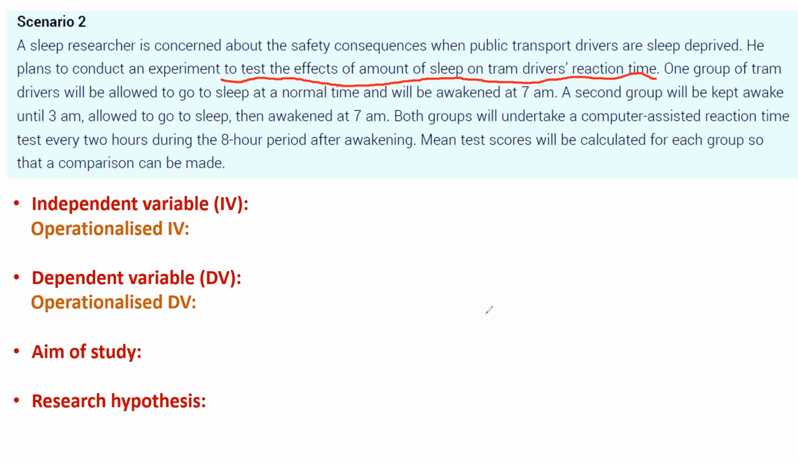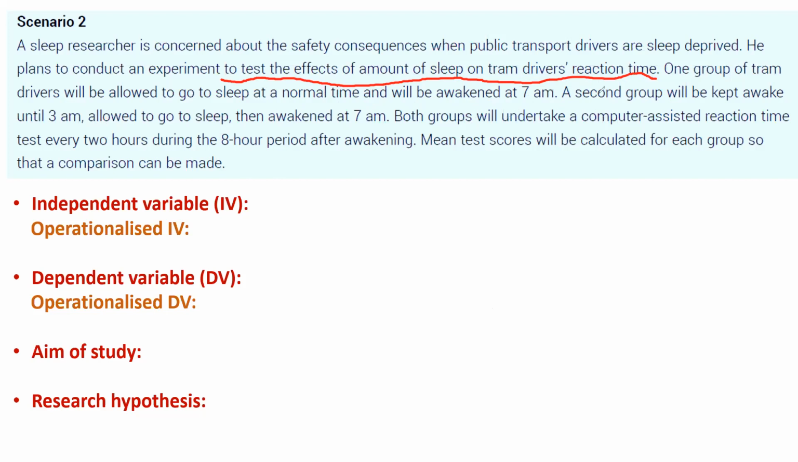Yep, excellent. Samia, Zoya, Safa, that's excellent. You've got it right. That's all good. Yeah. So guys, the IV is obviously going to be amount of sleep. That's what we're manipulating, because you can see that for the first group, the experimenter is letting them sleep at a normal time. And then for the other group, they're not going to be allowed to sleep until 3 a.m. Then they're only going to be able to sleep for 4 hours before being woken up at 7 a.m. again. Okay, so obviously there's a clear sleep deprivation group and a clear group that has normal sleep.